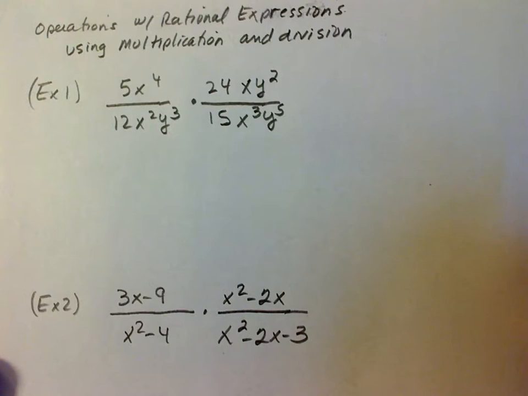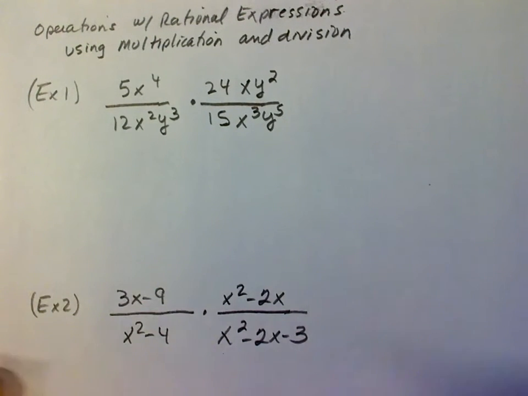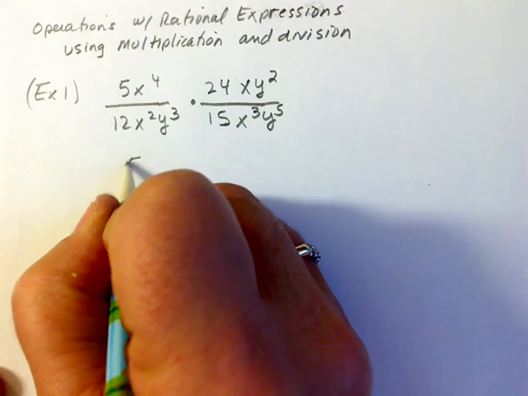In this video, we will be using operations with rational expressions to be able to multiply and divide them. The first example has to do with monomial rational expressions. First thing I'd like to do is rearrange the numerator and denominator by grouping the coefficients together and the variables together. So let's do that now.